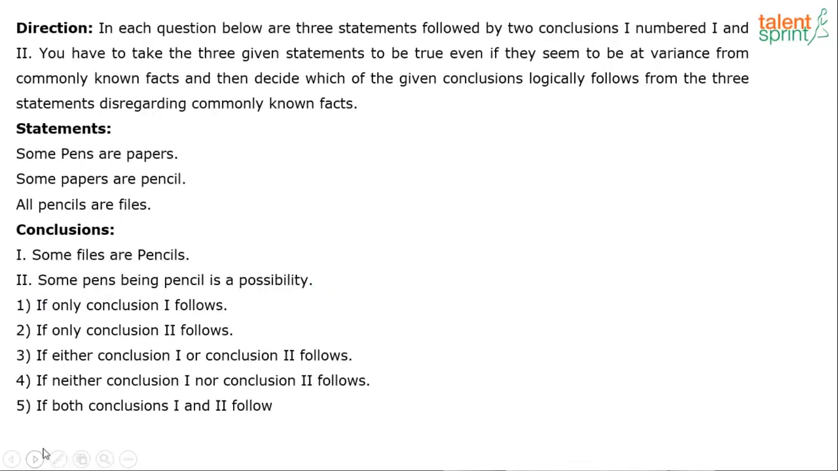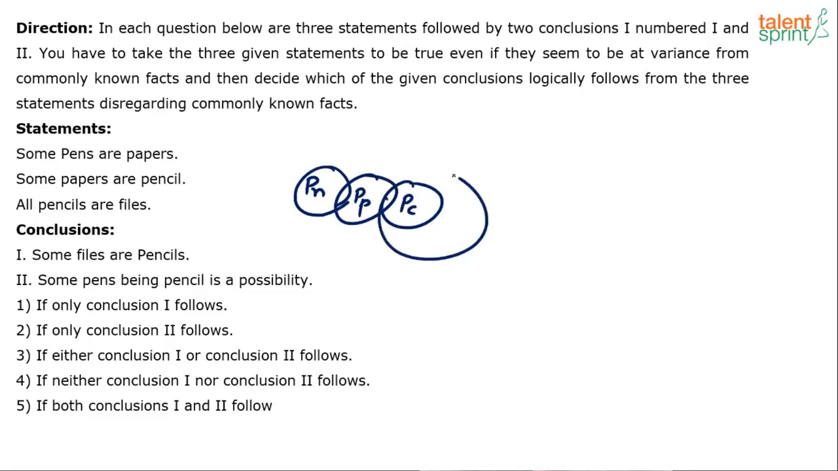Similarly, let's say you take this one. Some pens are papers. Some papers are pencils. All pencils are files. That's the basic diagram. Now look at the conclusions. Some files are pencils. It's obvious, when all pencils are files, the definite conclusion is some files are pencils. So you don't even have to look at the diagram for this particular conclusion, right? For all A's are B's, the definite conclusion is some B's are A's. So for all pencils are files, the definite conclusion will be some files are pencils. You don't even have to draw the diagram for this one.